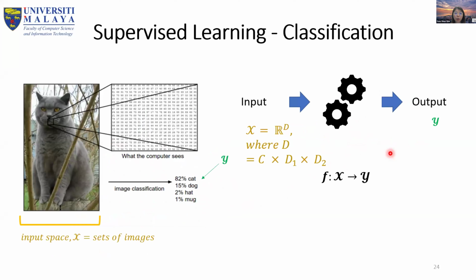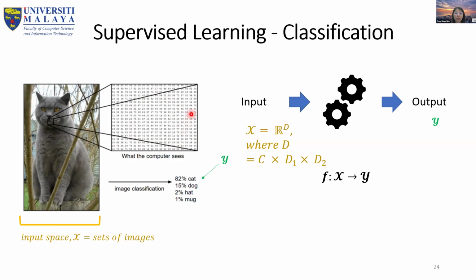Same goes for image classification. If you pass in an image, all of the image is represented by pixel values. This is an RGB image, so it's a color picture. You have 3 channels, red, green, and blue, and all these channels are indicated by pixel values.